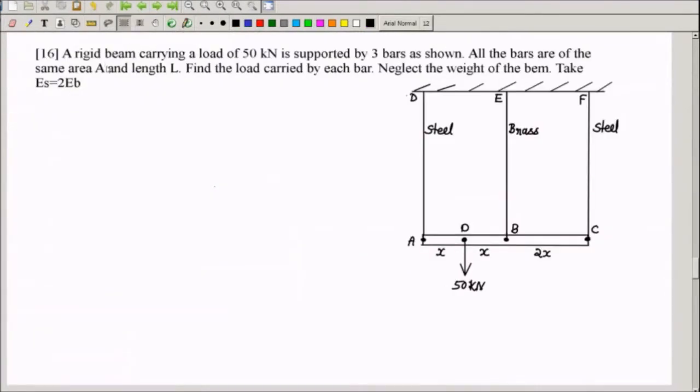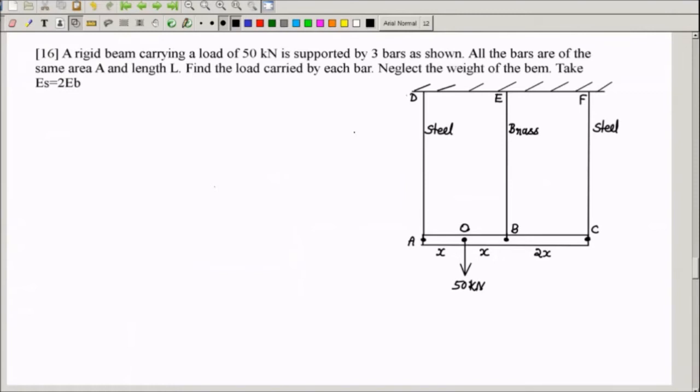A rigid beam. See, ABC is a rigid beam here. I told you in one of the problems previously, when we say rigid, it will not undergo any deformation. It is only for transferring the load. So ABC is only for transferring the load now. It is not undergoing any deformation. But the steel, brass and steel wires are undergoing deformation. So we should be able to find out the load carried by each member.